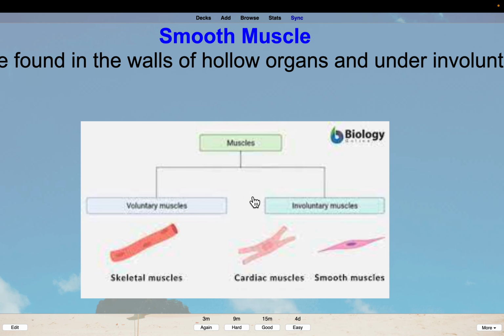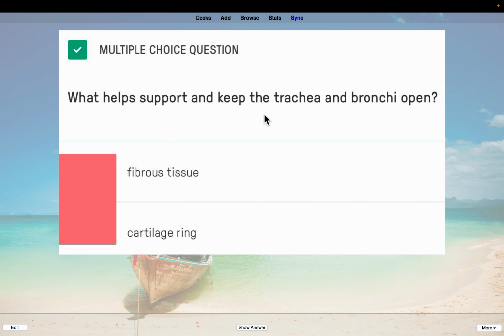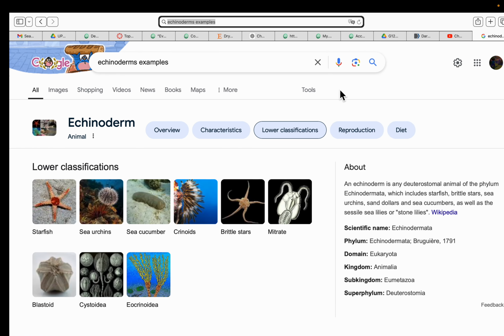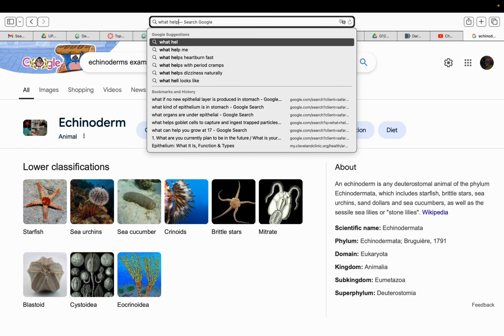So, yeah. Next. What helps support and keep the trachea and bronchi open? I believe it's cartilage ring. Yeah. Let's search it.